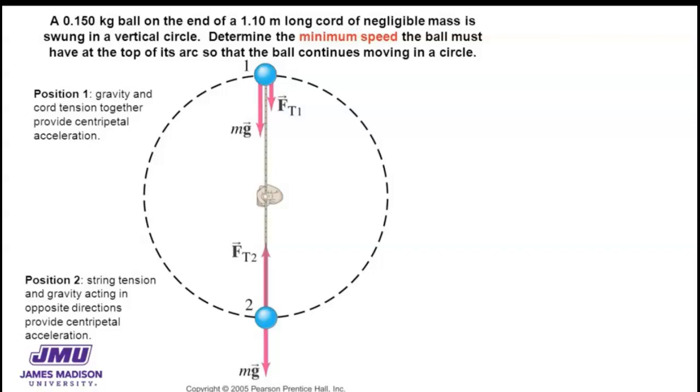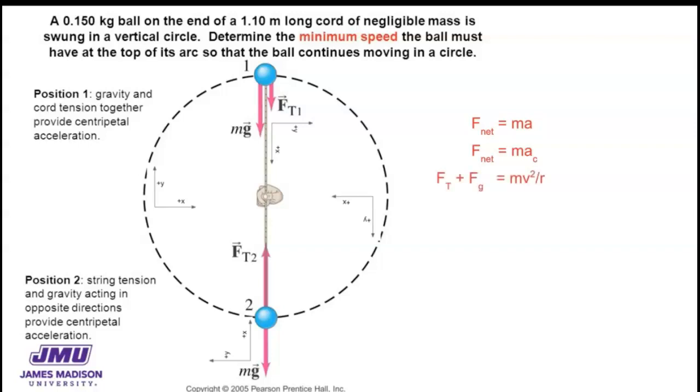Determine the minimum speed the ball must have at the top of the arc so the ball continues moving in a circle. The previous question with the motorcycle should maybe give us a little bit of a hint. The basic idea here is that I want to start with Newton's second law as usual and say that the net force equals ma, and the a will be centripetal, and the net force at the top of the circle will be the force of gravity and the force of tension in the same direction. You can call them both positive or both negative, it doesn't really matter. Their combined force is the net force that will equal m times the centripetal acceleration.